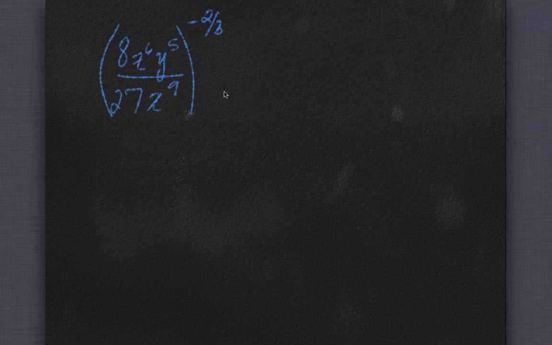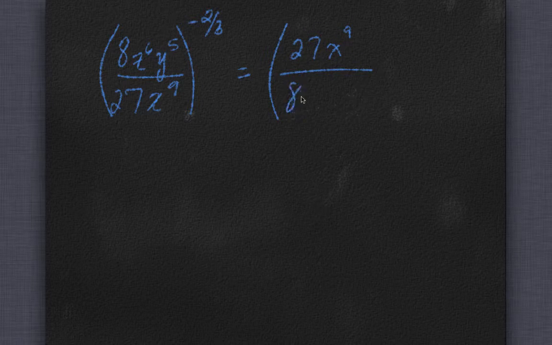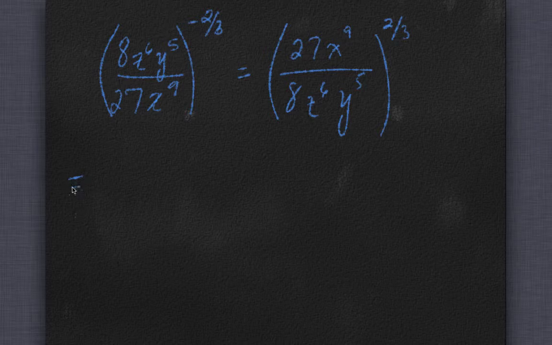Okay, so I'm going to do this. So now we're dealing with the negative, but let's deal with it right away. So we have 27x to the 9th, 8, z to the 6th, y to the 5th, positive 2/3. Now the negative's gone, so I don't have to think about a million other things. Now that one's set. So I could go through and write, I guess I'll split it instead of writing the whole big giant thing.